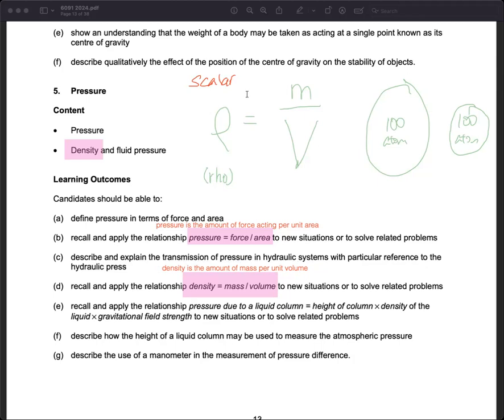Okay, number 2, we're going to talk about the SI unit. The SI unit for mass is kg. The SI unit for volume is meter cube. So can you tell me what would be the SI unit for density? Can you all type it out in the chat? What is the SI unit for density?